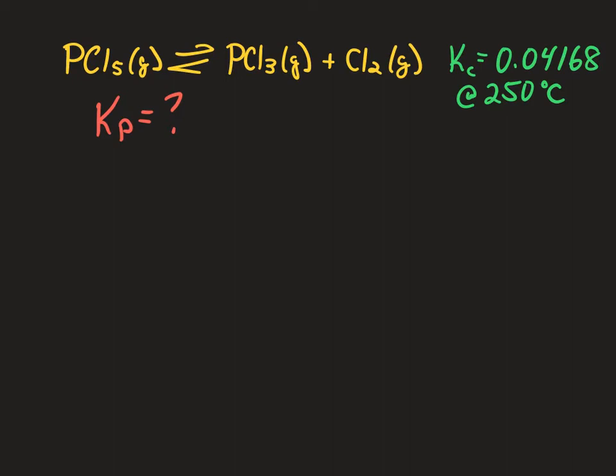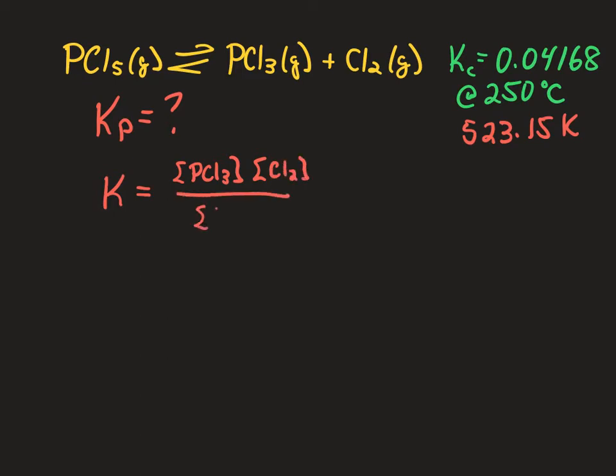Well, the first thing we have to remember is that if we're going to work in pressure terms, we need to be in absolute temperature. And so we find that our 250 degrees Celsius is 523.15 Kelvin. That's going to be important. And so we look at the structure of our equilibrium constant. It is in concentration units: concentration of PCl3, concentration of chlorine, divided by the concentration of PCl5.